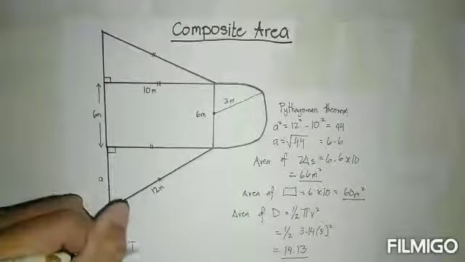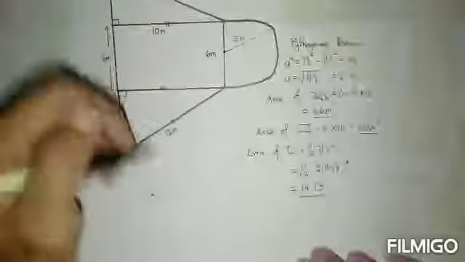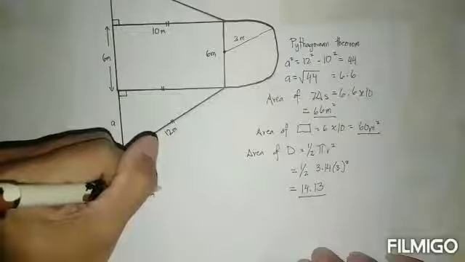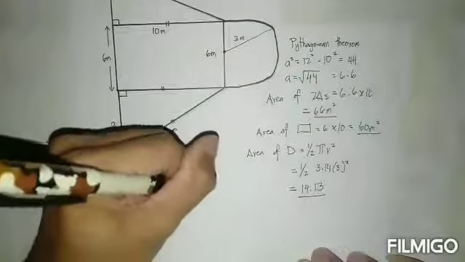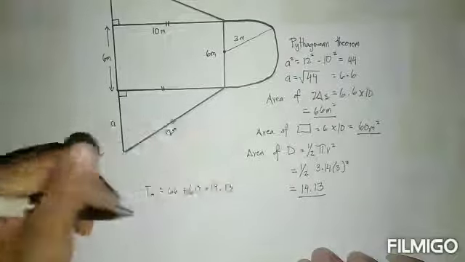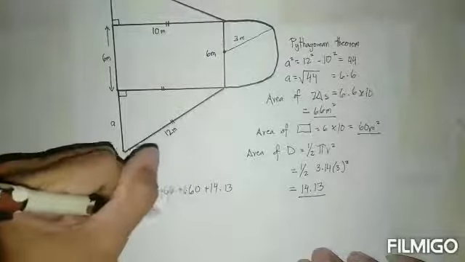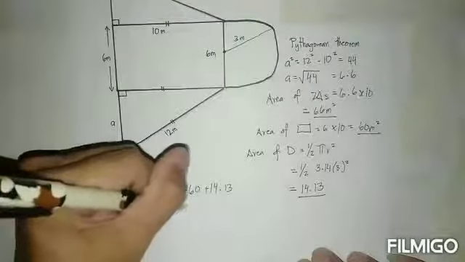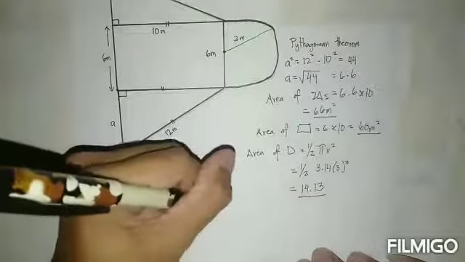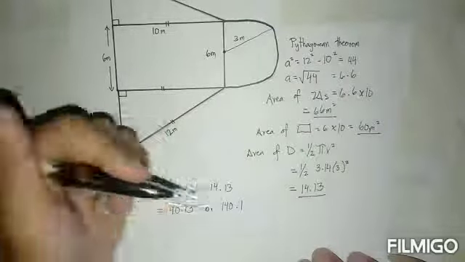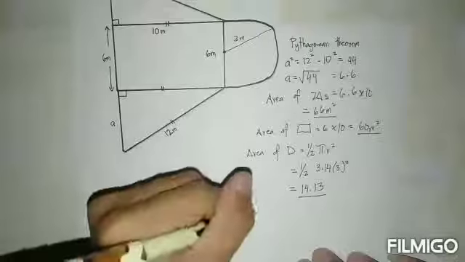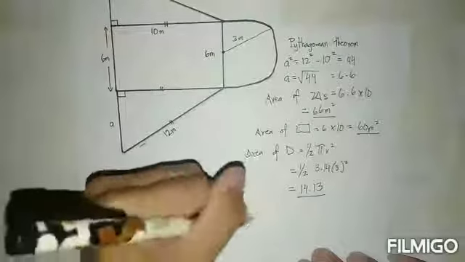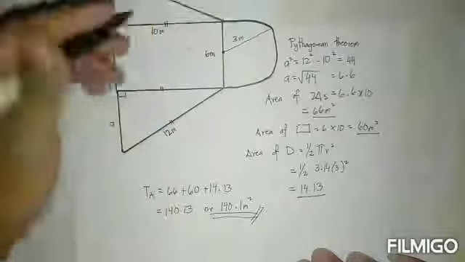So the total area is equal to 66 plus 60 plus 14.13. We get 140.13, or 140.1 meters squared. Okay, so that is the total area for this whole figure here.